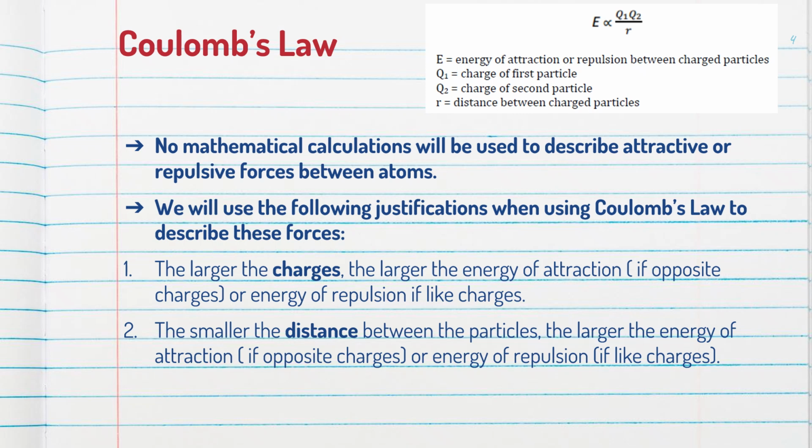With Coulomb's law, there are no mathematical calculations used to describe attraction or repulsion between forces, but we will use the following justification when we use Coulomb's law to describe these forces. The larger the charge, the larger the energy of attraction for opposite charges, or energy of repulsion for like charges. So the bigger the charge, the more energy of attraction or repulsion there is. The smaller the distance between the particles, the larger the energy of attraction for opposite charges or repulsion for like charges. So the closer two particles are together, the higher the energy is going to be.